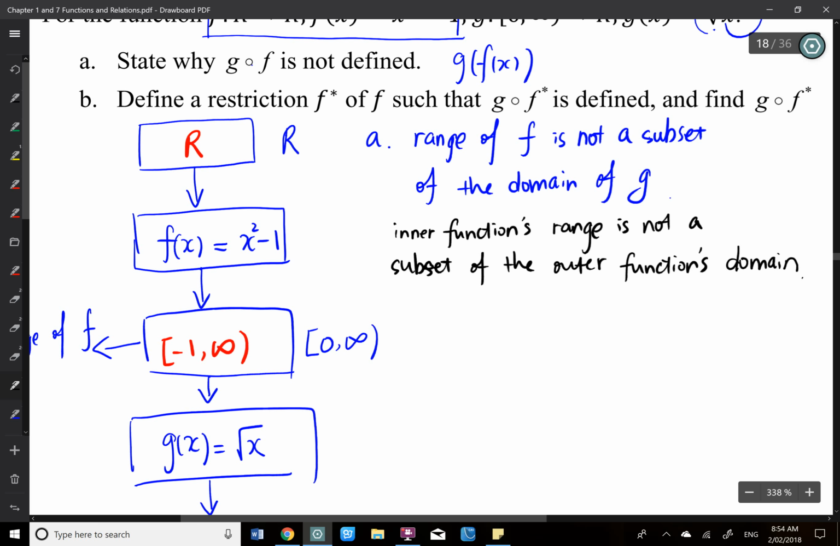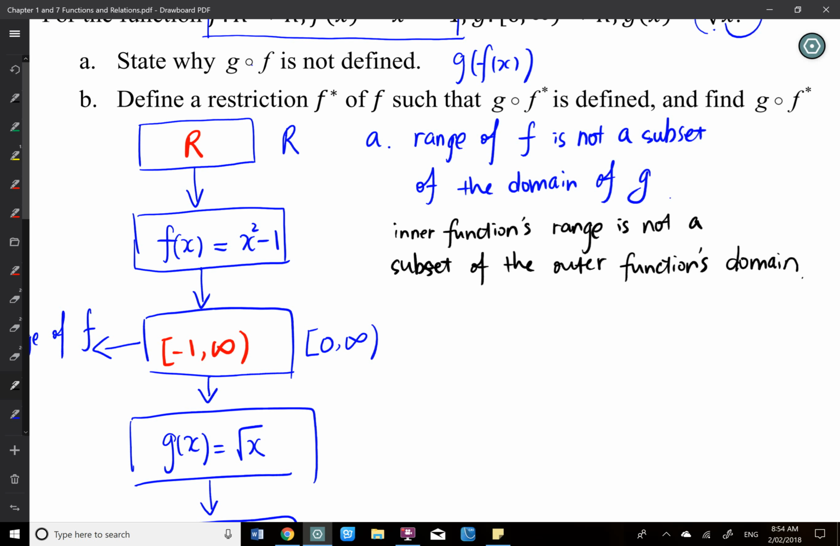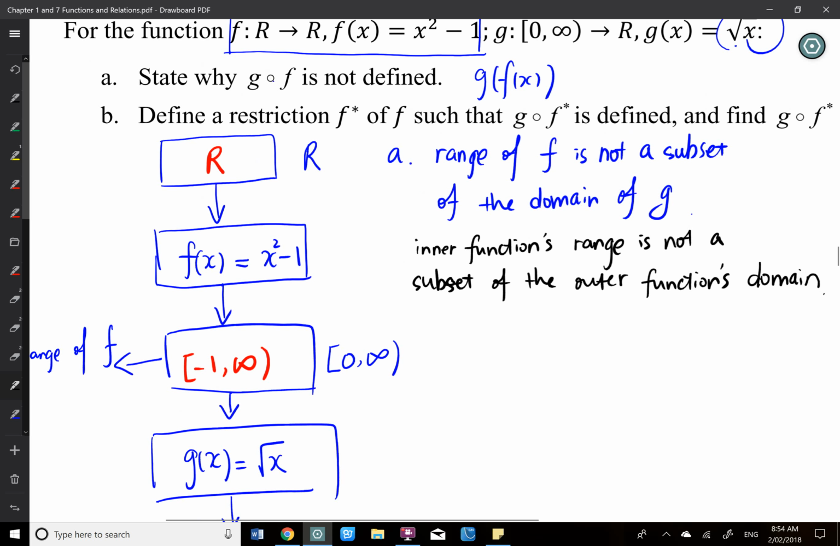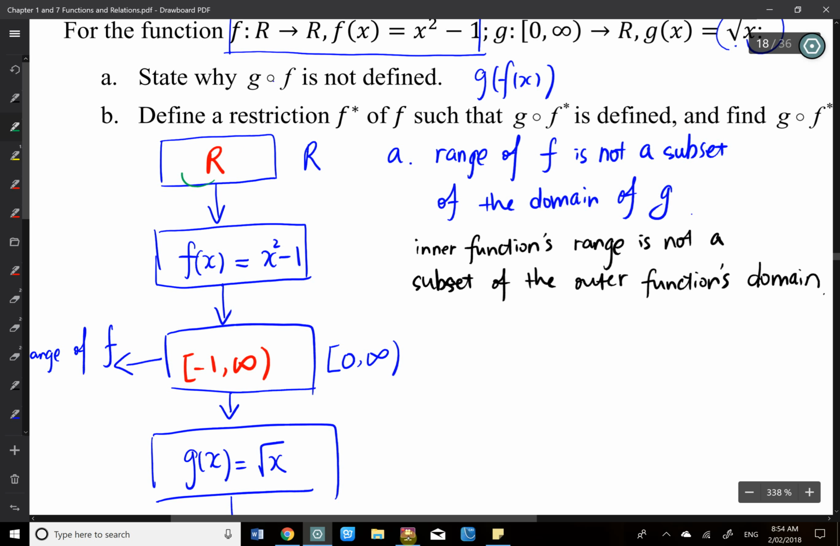Okay, it's always the case why it doesn't exist. The only reason a composite function cannot exist is because the range of the inside function is larger than the domain of the outside function. That's the only reason why it doesn't exist. But we can restrict what I can put in here to make it happen.